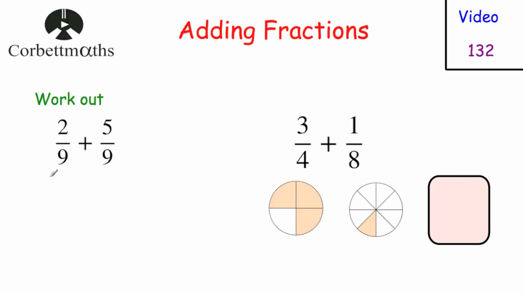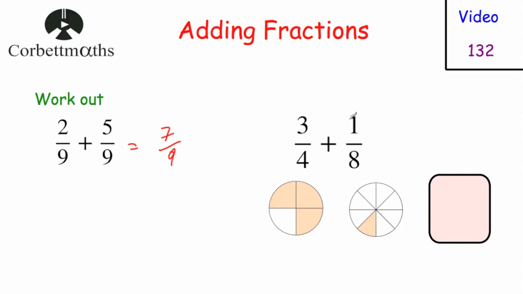Well, if I had 2/9 and I added another 5/9, altogether there'd be 7/9. So there would be 7/9. So whenever we're adding fractions with the same denominator, you just add whatever the numerators are. We're adding 2/9 and 5/9 to get 7/9. Okay, so let's have a look at our next question here. So here we've got 3/4 plus 1/8.